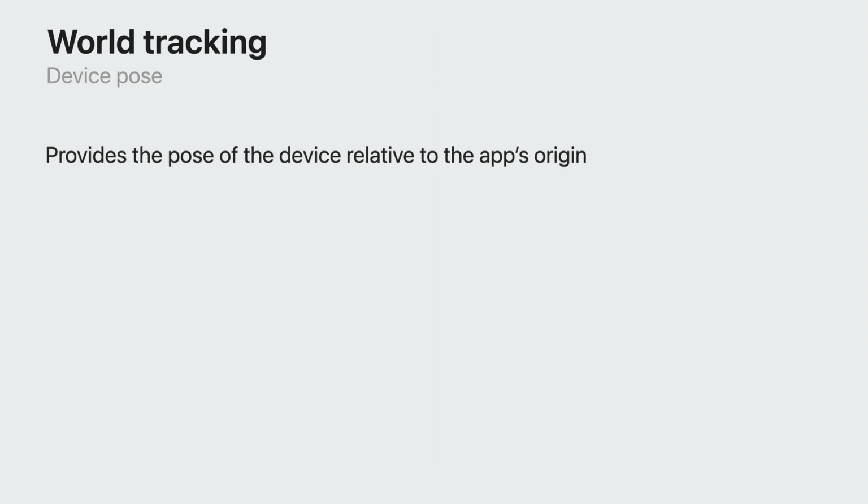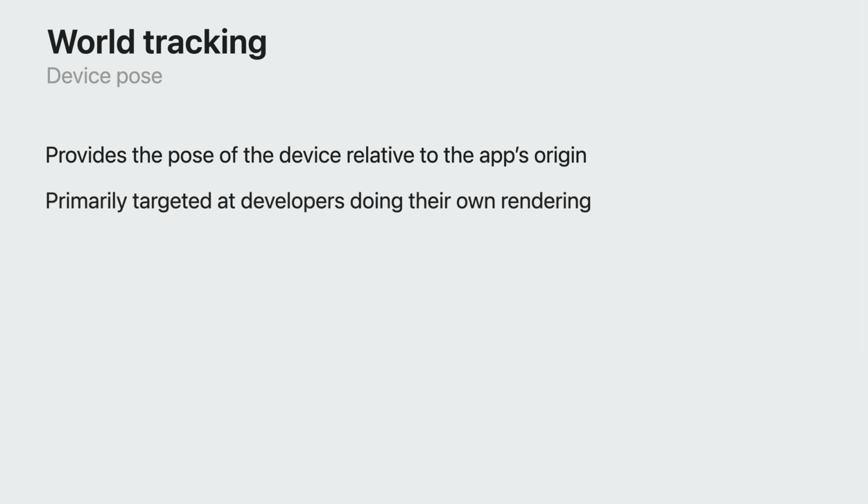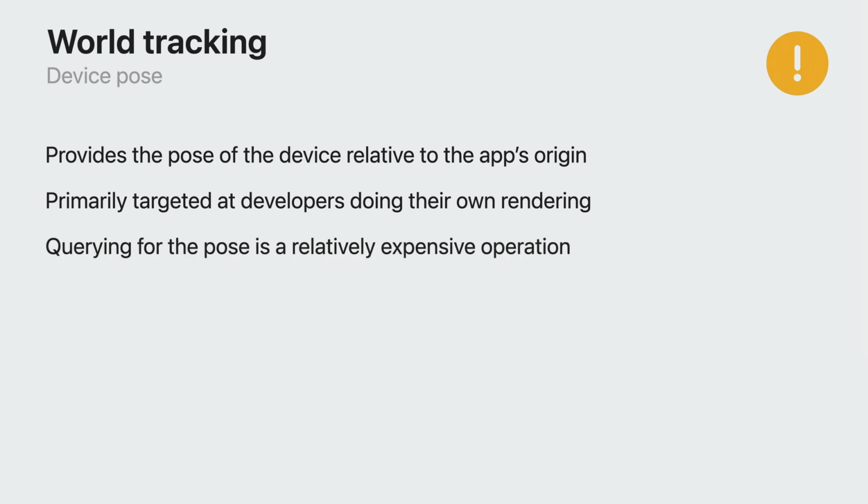Let's move on to the device pose. Along with adding and removing world anchors, you can also use a world tracking provider to get the pose of the device. The pose is the position and orientation of the device relative to the app's origin. Querying the pose is required if you're doing your own rendering with Metal and Compositor services in a fully immersive experience. This query is relatively expensive.